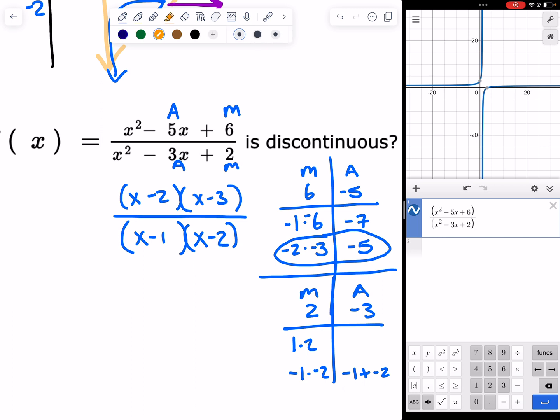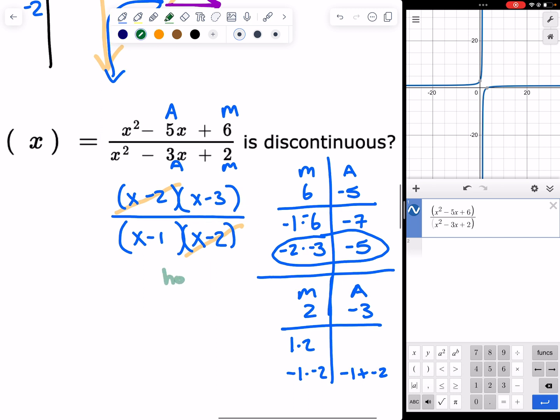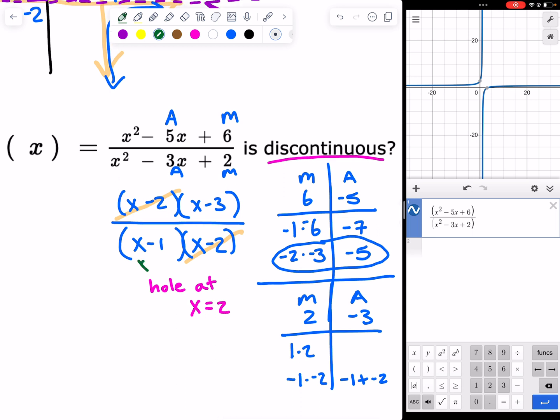So then I see that I have a couple things going on. I've got a hole in my graph at 2. Let me get my pen. There's a hole where the factors that cancel out would equal 0. So these equal 0 at +2. So there's a hole at x equals 2. So that's a discontinuity, or it's discontinuous at x equals 2. But it's also going to be discontinuous at x equals 1, because that's the vertical asymptote. That's where this part of my denominator would equal 0, because x can't equal 1. That creates a discontinuous part of my graph as well.